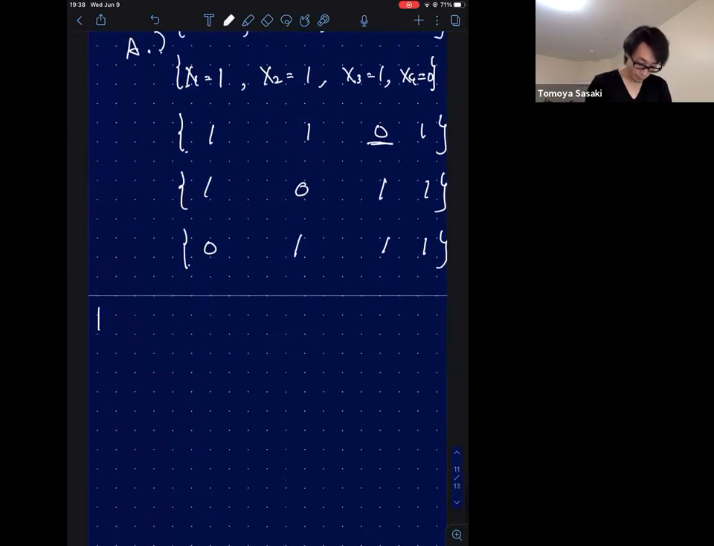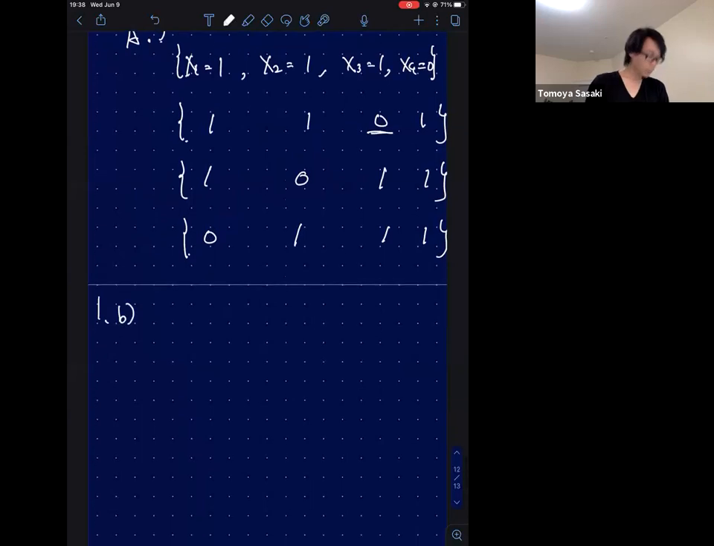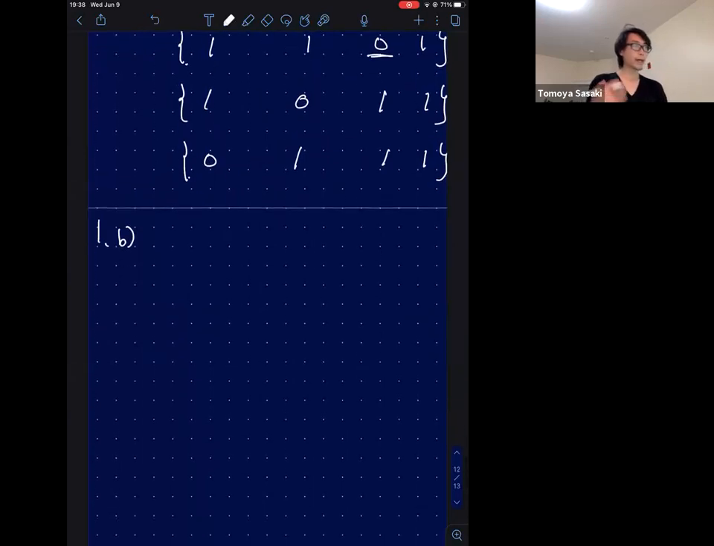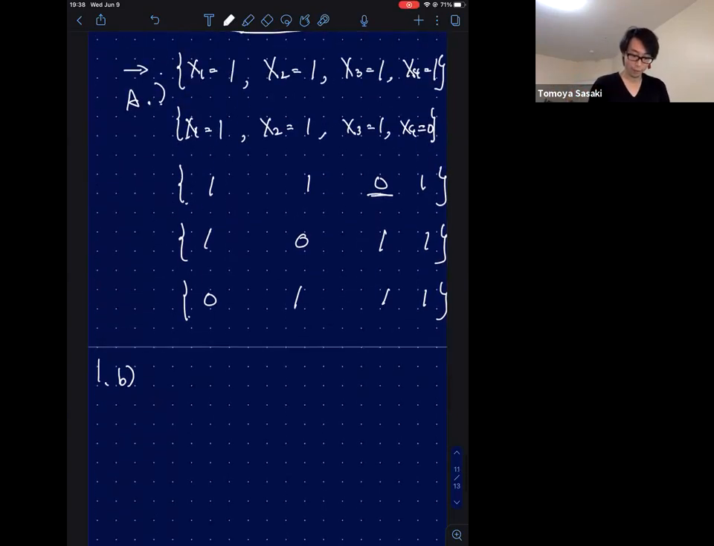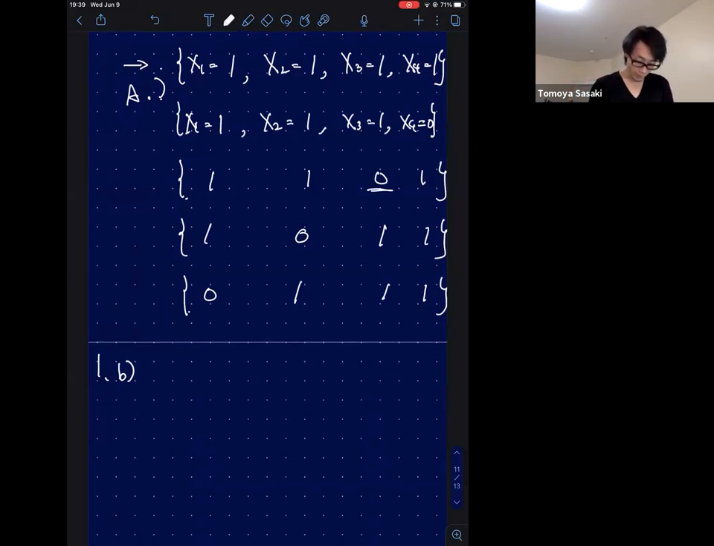Okay, so let's do 1B. Here we're asking to rewrite the events used to define psi. We have 5 events in total, and we want to rewrite these in terms of xi. This is also a little bit tricky. Maybe the rephrasing of the question was a little bit tricky, but let's go back to our definition.